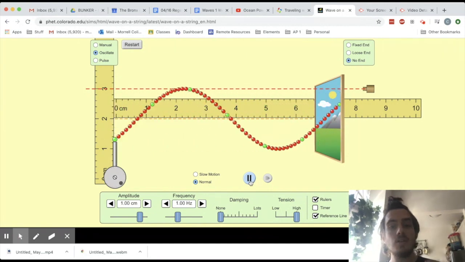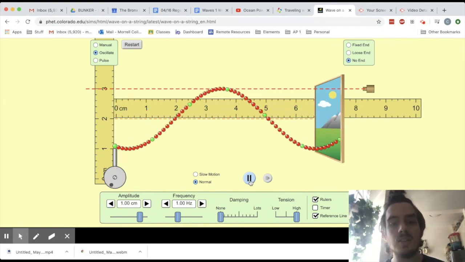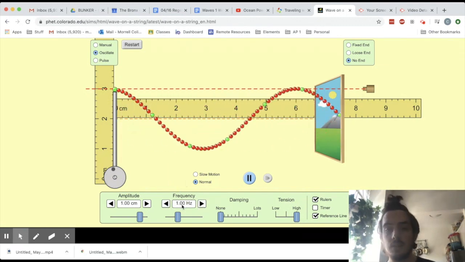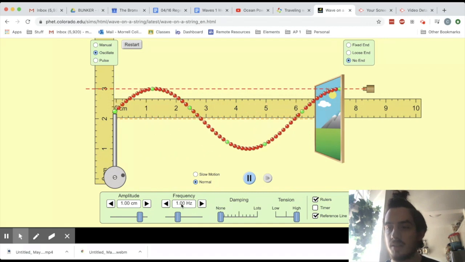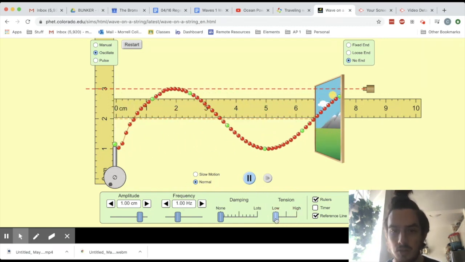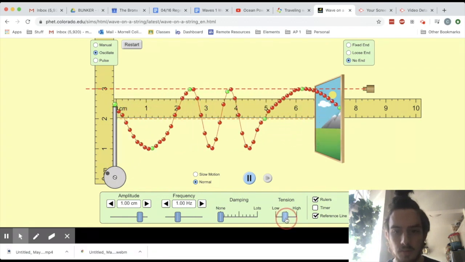I can also change my tension to be high and run this. There we have an increase in wavelength. I've again changed the speed in the wave as the frequency stays constant. And the equation that you see, we'll work on a sample problem in just a moment. What I'm going to do now is change my tension to low. Oh no, let me go right in the middle there.